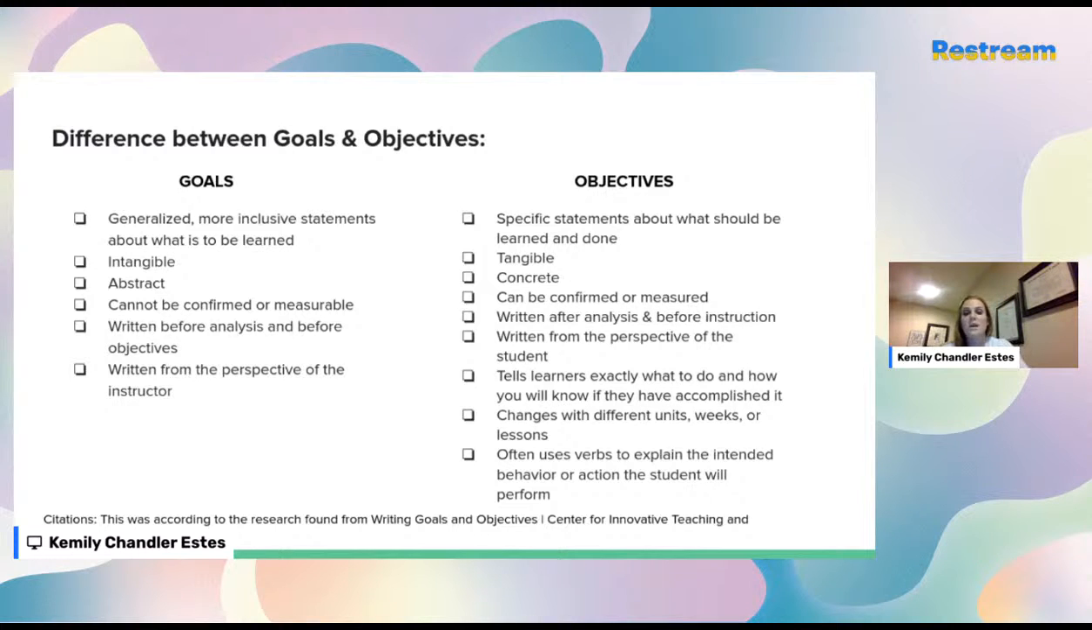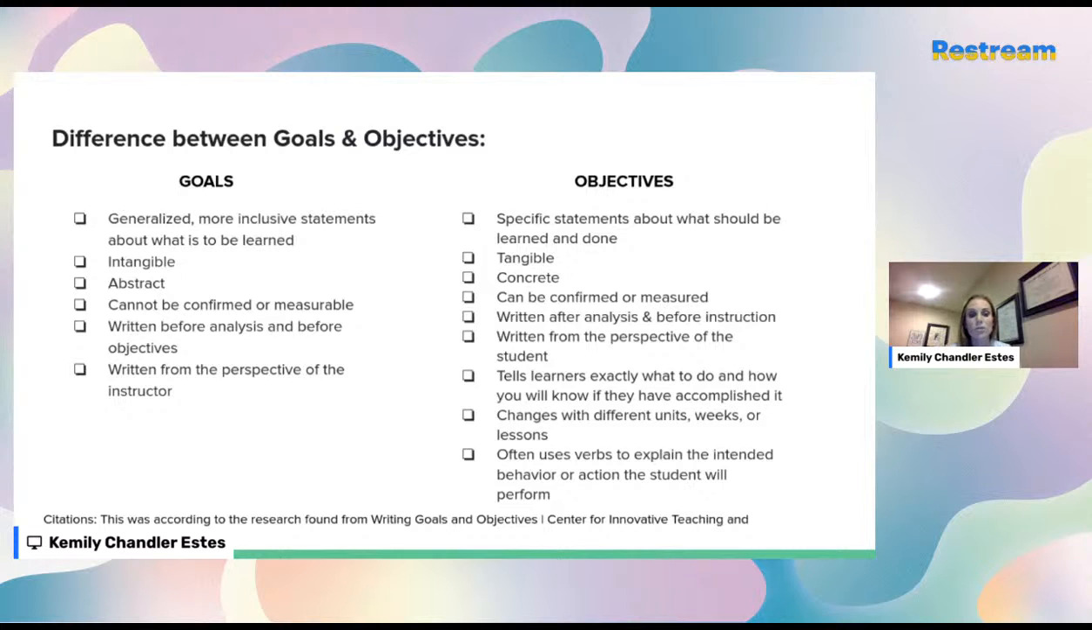Goals are written before the analysis process is done and before the objectives are written, whereas the objectives are written before the instruction, obviously, because you want to set the tone for what your students are going to learn. Your goals are written from the perspective of the instructor, the administrator, or the instructional coach, and objectives are written more from the student's perspective.